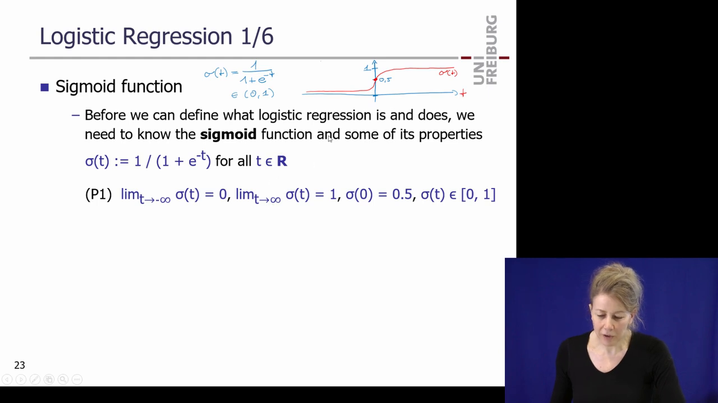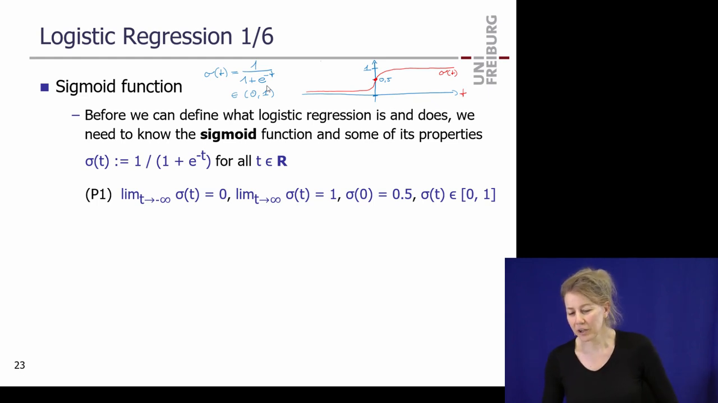What happens if t goes to infinity? Then e to the minus t goes to 0, 1 plus 0 is 1, 1 over 1, so it goes to 1. What happens at exactly 0? It's 0.5. If you plug in e to the 0, it's 1, 1 over 2, 0.5. So it's this nice symmetric thing. That's the sigmoid function.